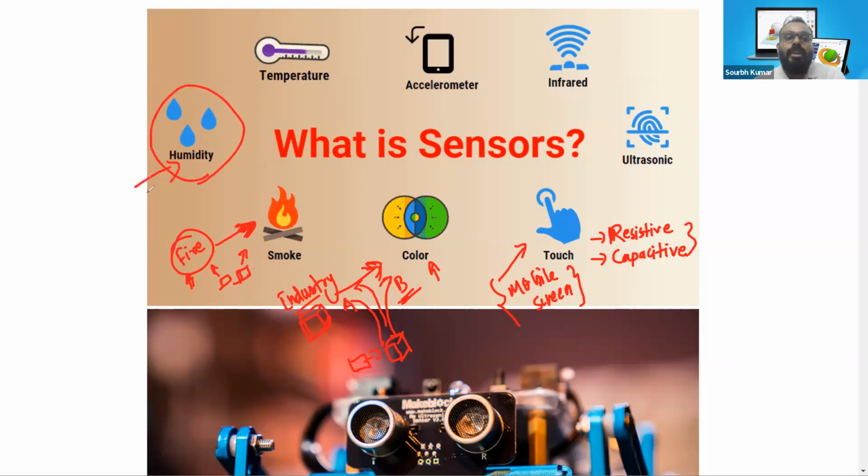Let me tell you one specific thing about humidity. Does anyone have any idea what humidity is? In one line or in one paragraph, let's find out who has the answer. Anyone, sir and ma'am, from your side, I love to see your interaction throughout the classes. That is the major reason to have this session, right?